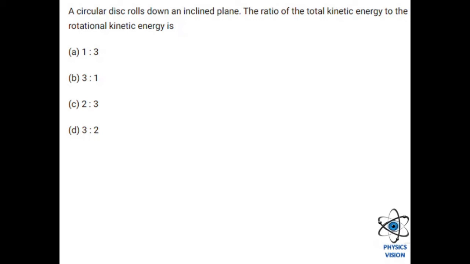In the question, one disk is rolling on an inclined plane and we have to determine the ratio of total kinetic energy and rotational kinetic energy. Let's start. First of all, we need rotational kinetic energy, which is half I omega square.